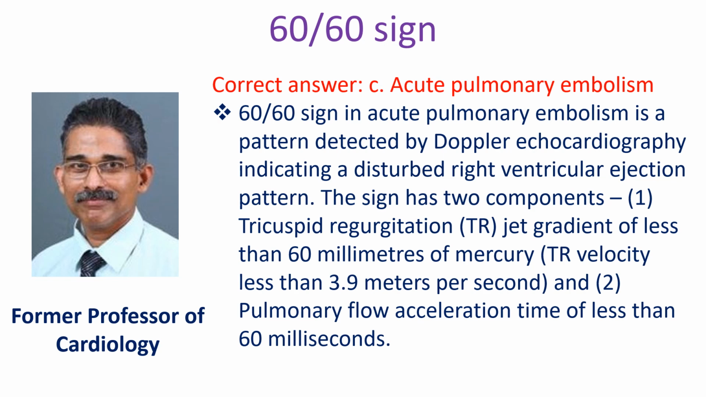60 by 60 sign in acute pulmonary embolism is a pattern detected by Doppler echocardiography indicating a disturbed right ventricular ejection pattern. The sign has two components. One, tricuspid regurgitation jet of less than 60 millimeters of mercury, TR velocity less than 3.9 meters per second, and 2. Pulmonary flow acceleration time of less than 60 milliseconds.